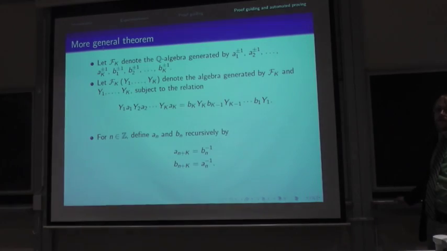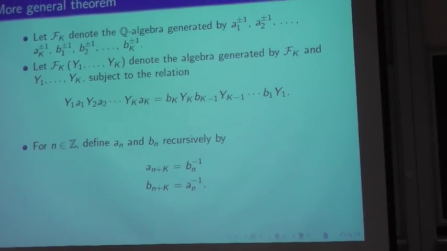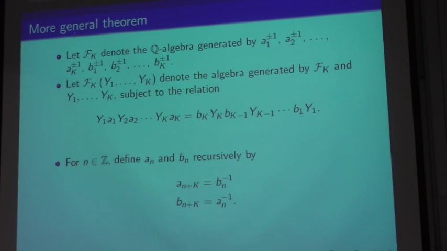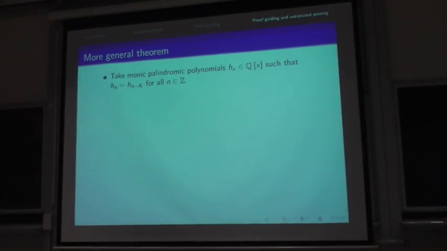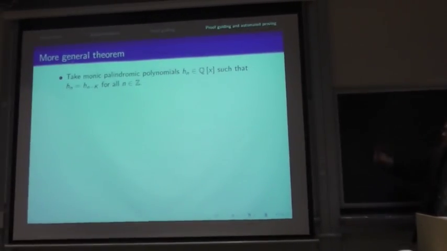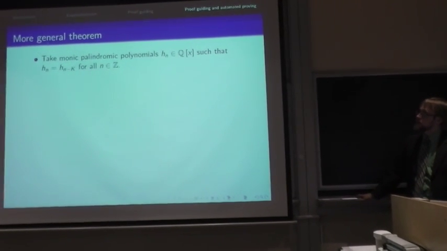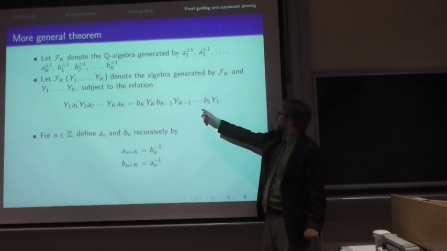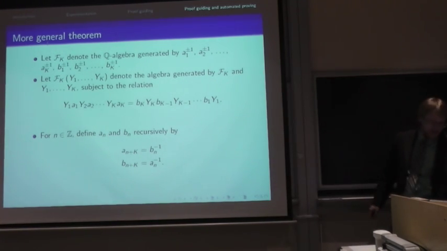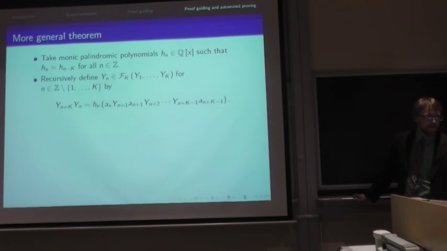is that instead of having just two initial variables, we now have k initial variables. And then we have the appropriate number of relations as well. And so instead of taking two monic palindromic polynomials, you can choose n different ones, or as many as you like, or the same. So here, I think that k should be the n there. Those should be the same. And then here is our recursive definition of y sub n.